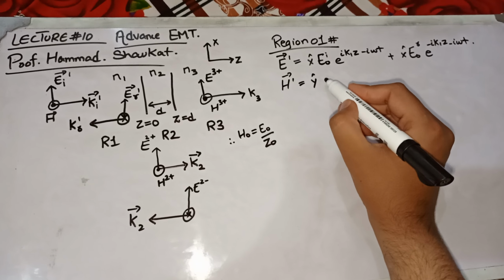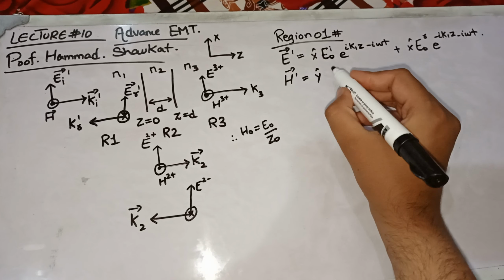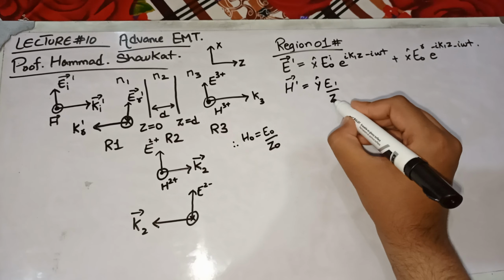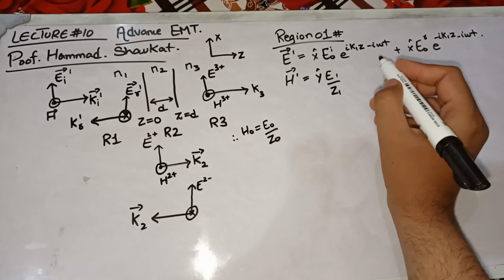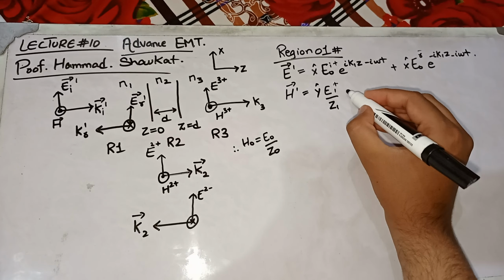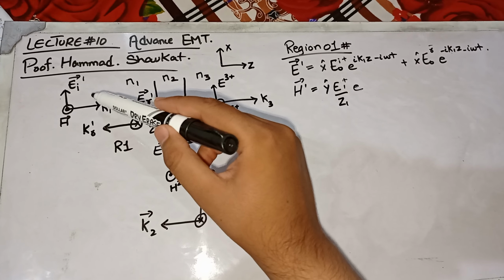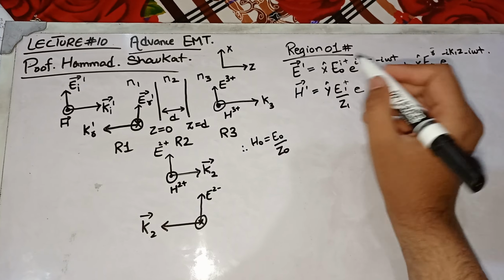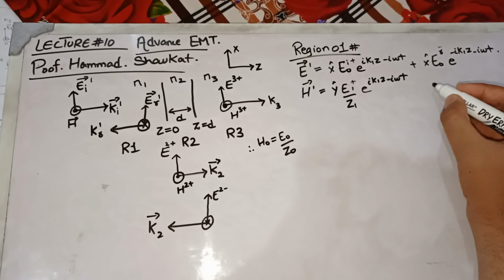Here H naught is the amplitude of H, but we have to replace H naught by E1 divided by Z1, because you are in the first medium. Because this is the going wave, we can write plus here. For the case of the back wave, we can write minus here. Again, this is going, so we write plus here. And e power, again in this scenario the direction of k is positive, so e power iota k1z minus iota omega t.